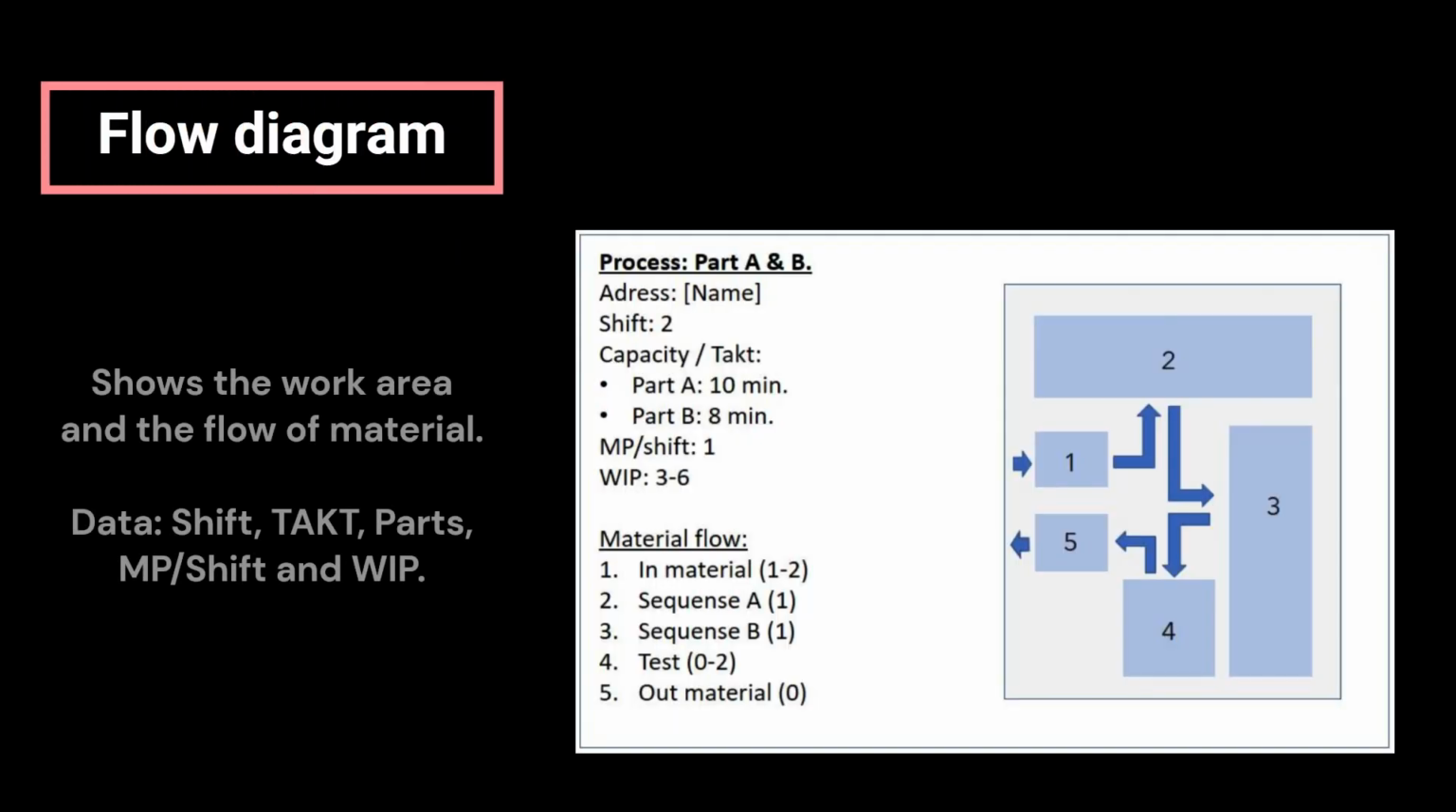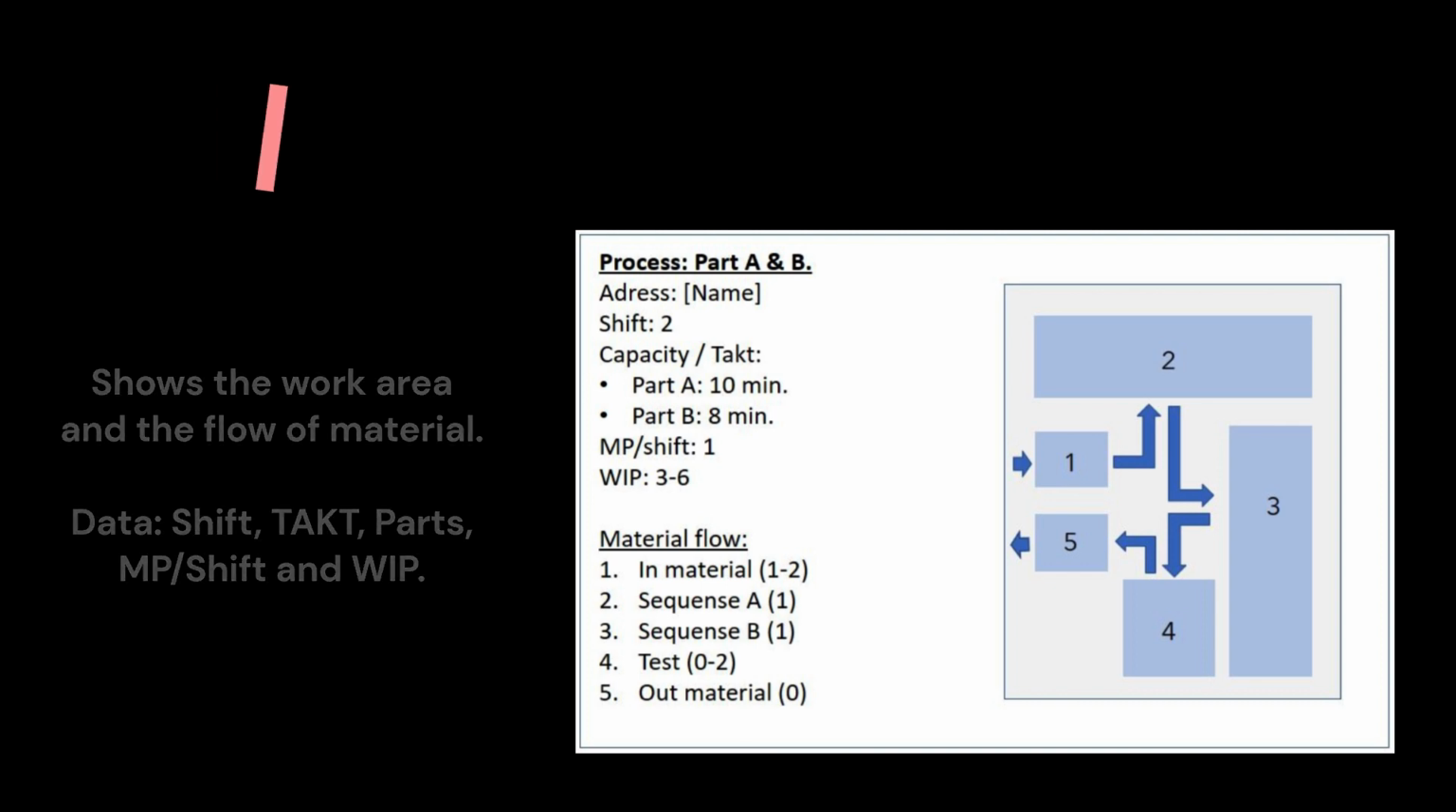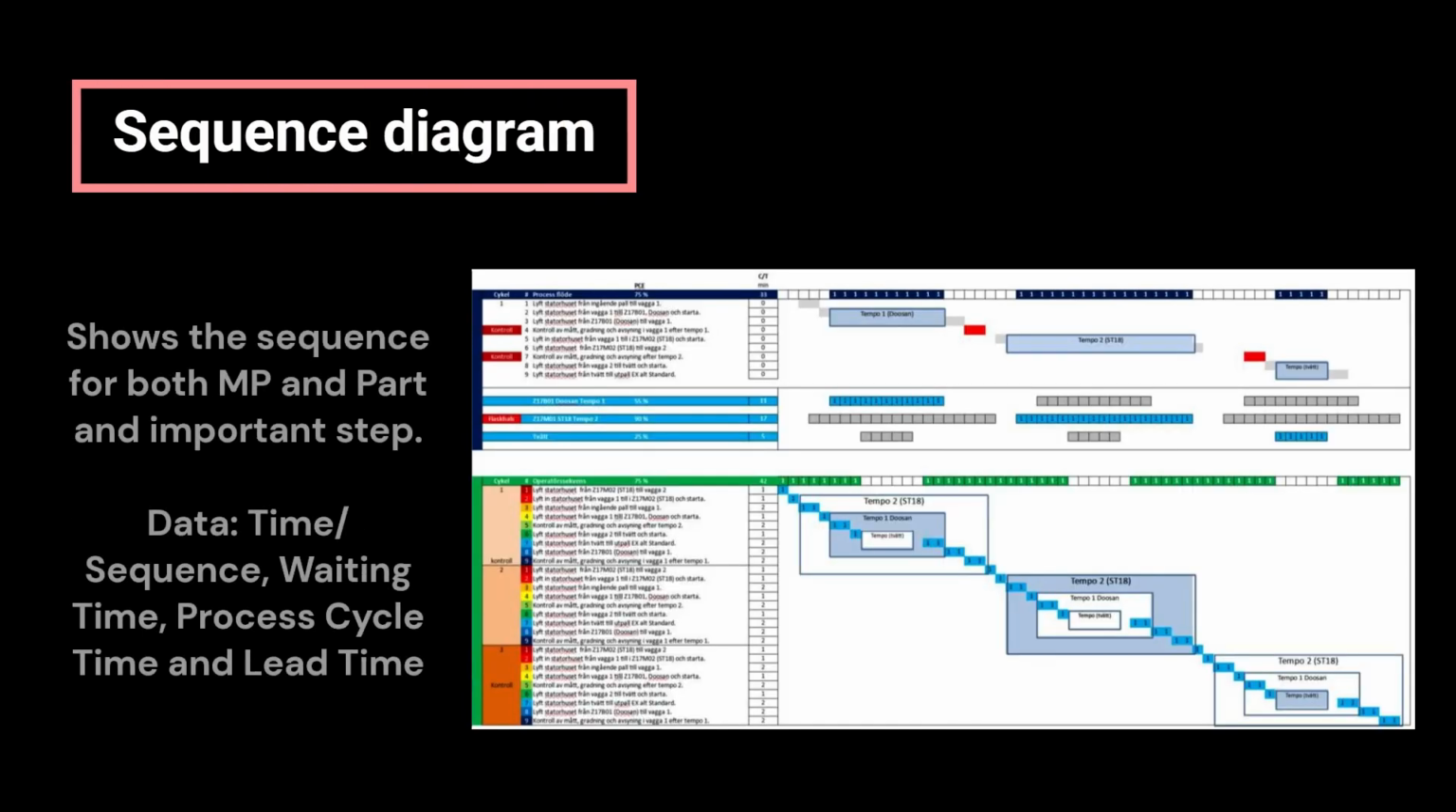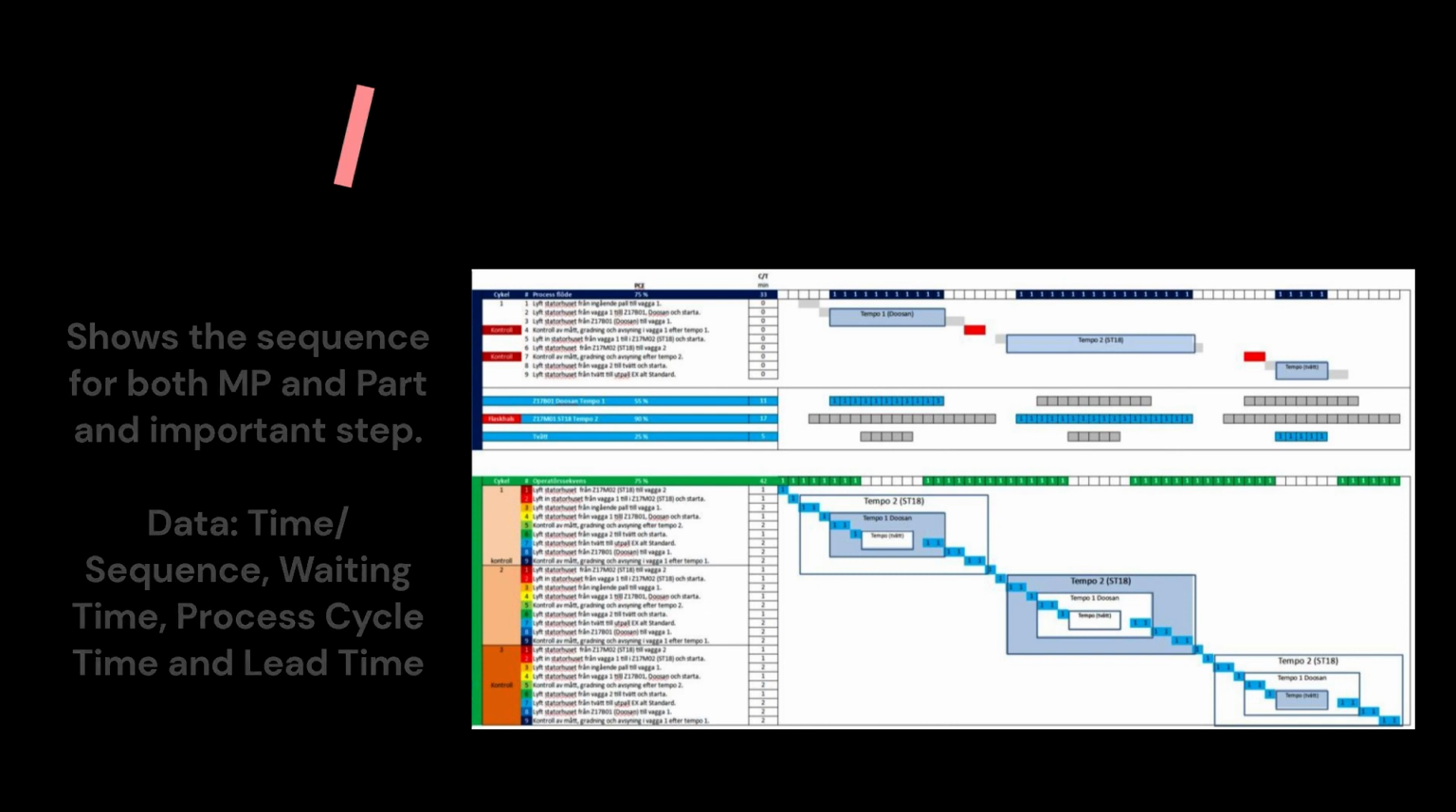Flow diagram shows the work area and the flow of material. It also shows data such as shift, takt, parts, manpower per shift and work in progress. Sequence diagram shows the sequence for both manpower and parts, also important steps. It shows as well data for time per sequence, waiting time, process cycle time and lead time.